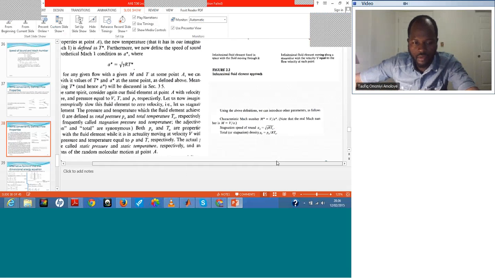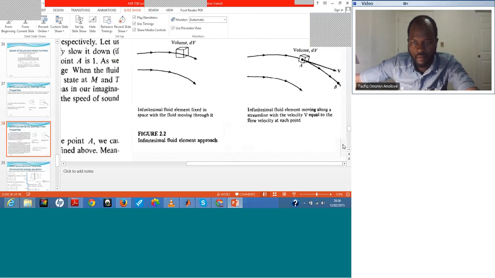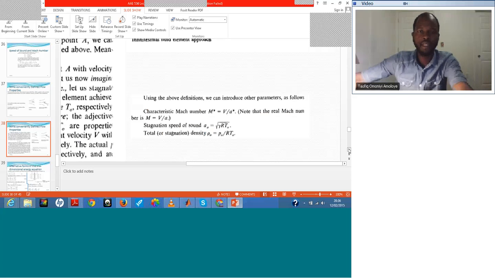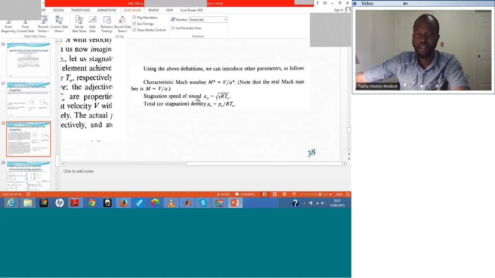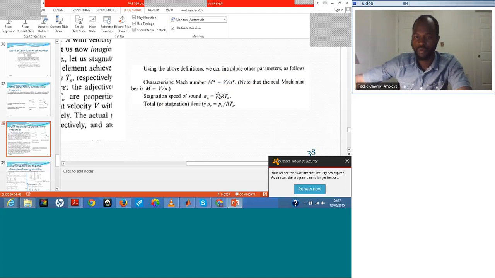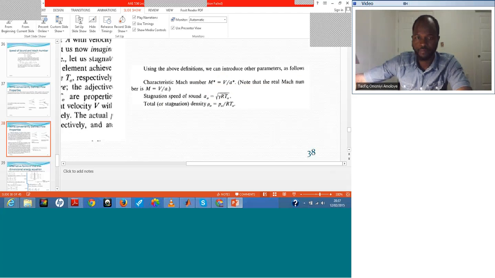So as you see from here, using the above definitions, we can introduce other parameters as follows. The characteristic Mach number, M star, is just the ratio of the actual speed of the object to the characteristic speed of sound, that means the speed of sound at the condition when the fluid element has been imagined to be slowed down or sped up to Mach equals 1. We can also define the stagnation speed of sound as A naught equals square root of gamma R T naught. Then the total density is equal to P naught over R T naught.